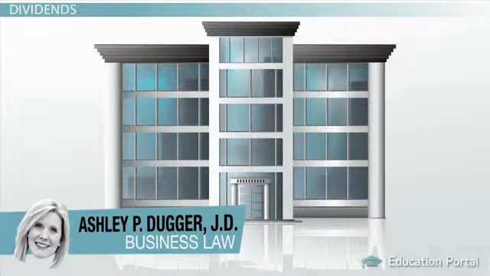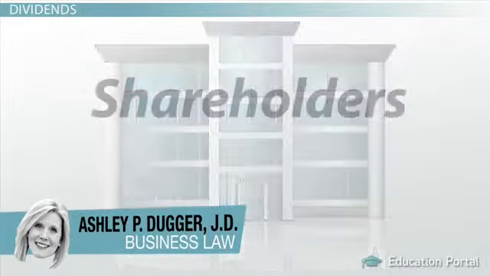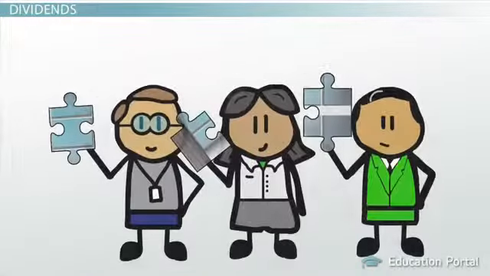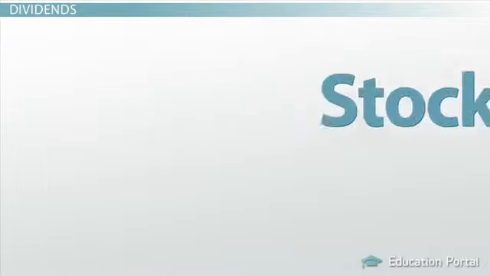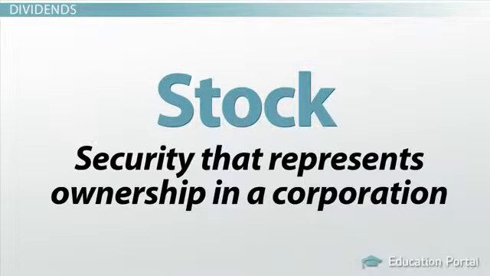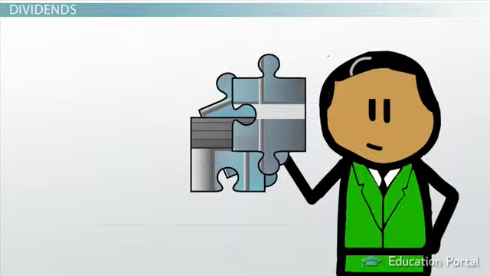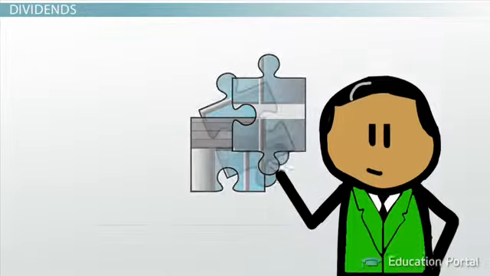Corporations have owners. The owners are known as shareholders or stockholders because they each own shares of stock in the corporation. Stock is a type of security that represents ownership in a corporation. A shareholder can own one share of stock or many shares. The stock signifies a claim on a portion of the corporation's profits and assets.